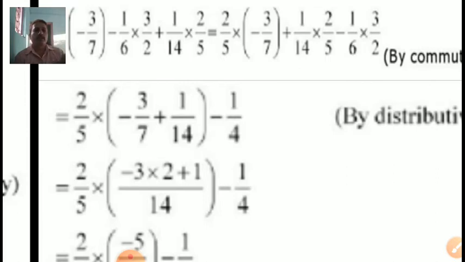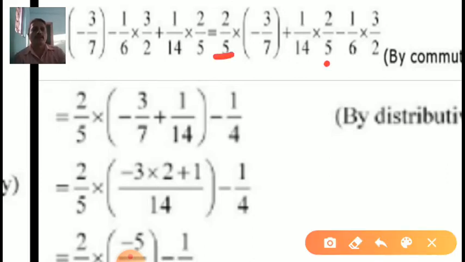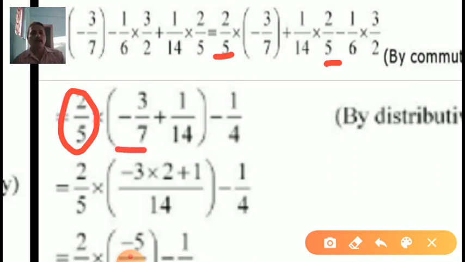By the distributivity property, I want to take one common number from both numbers. Yes, that's 2 upon 5. Yes, students, 2 upon 5 is here and 2 upon 5 is here also. I took out 2 upon 5 from both numbers. Out of the first number, minus 3 upon 7 is left, and plus 1 upon 14 from the second number. And the third one, can you find what the third one is?